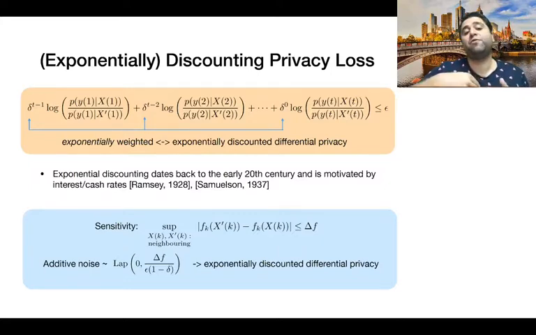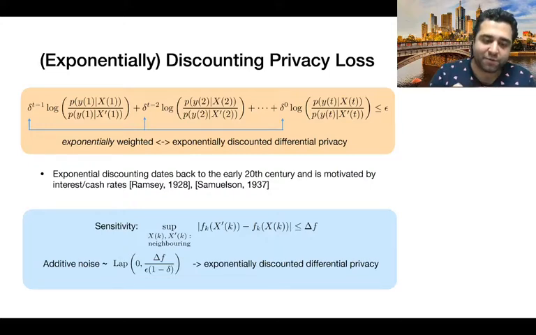Okay, so if that report was in a very, very long time ago, then we are discounting it by a very, very small coefficient. And that would mean we care about it not that much. So to be able to satisfy this sum, our life gets easier. Now again, exponential discounting dates back to the early 20th century as it's mainly motivated by the interest or the cash rates. To be able to ensure this new notion of privacy, which is the exponentially discounted differential privacy, we can use the same kind of mechanism that are there for differential privacy.